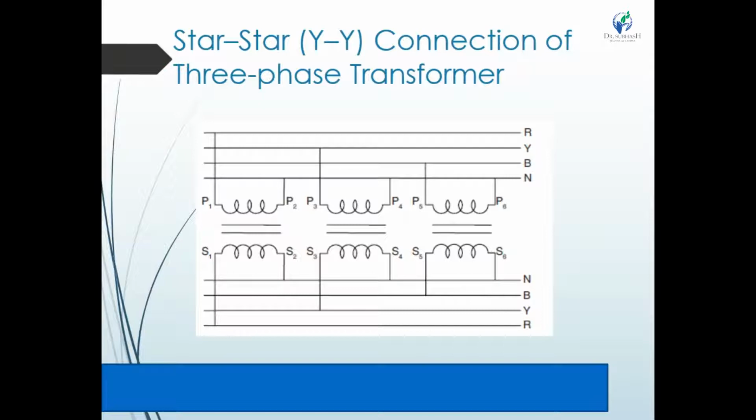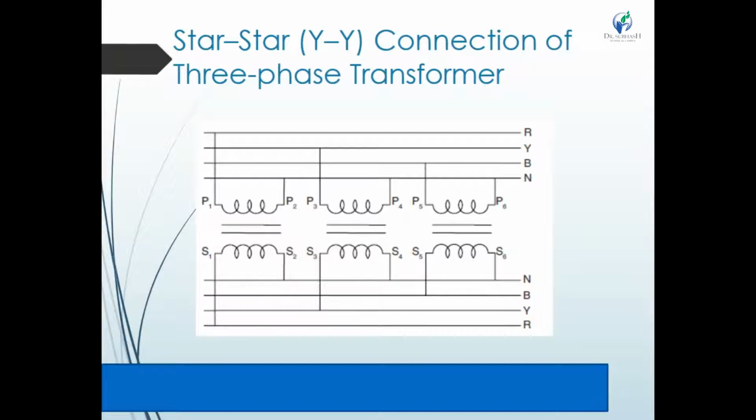However, the line voltage on both sides, as well as the primary and secondary phase voltage, are respectively in phase with each other. So the angular displacement between primary and secondary is 0. The star-star connection is most economical for small high voltage transformers because the number of turns and amount of insulation required is minimum. This is because the phase voltage is 1 upon root 3 times the line voltage.